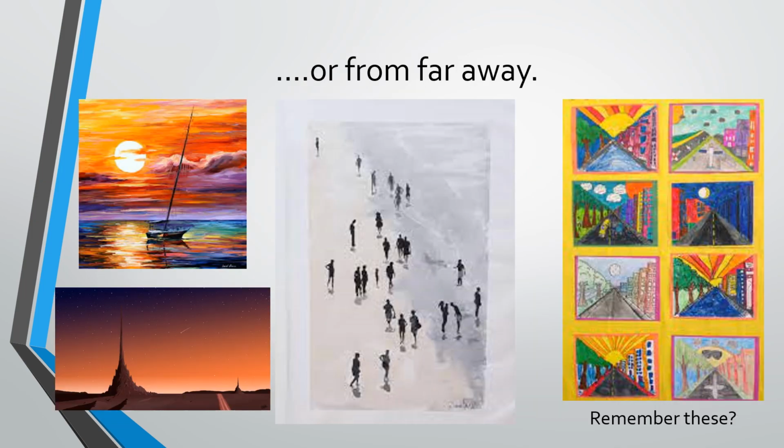Or from far away. So you as the viewer are looking at something from far away. There's a boat off in the distance, or there's people off in the distance. And this is something we looked at when we did our perspective roads or paths or rivers. We looked at how things get smaller as they go into the background, into the distance, if you remember those.